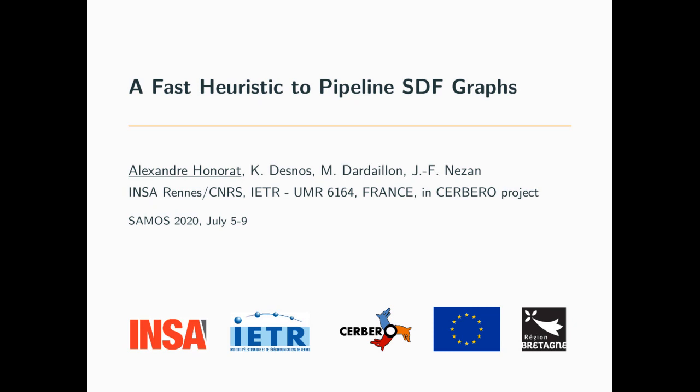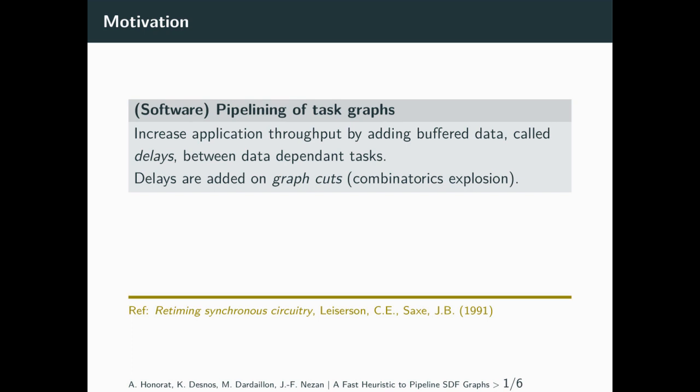Jean-François Nézan. In just 5 minutes, I will present you our paper entitled A Fast Heuristic to Pipeline SDF Graphs. First, what is pipelining? It is an optimization to increase the throughput of an application. It adds extra buffered data, called delays, on specific locations of the application task graph, called graph cuts. Depending on the task graph, there might be a tremendous amount of such graph cuts.